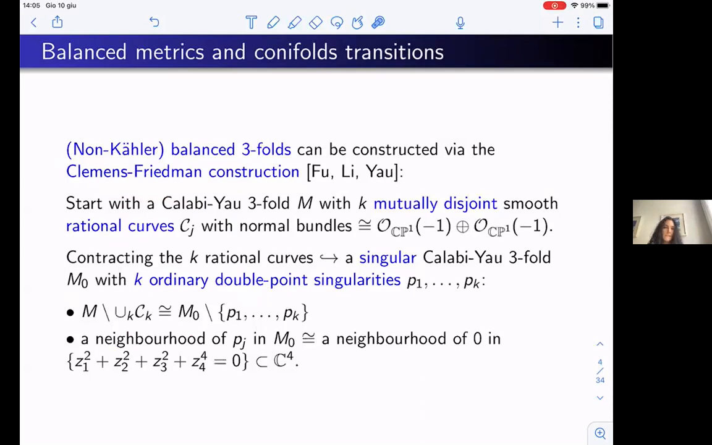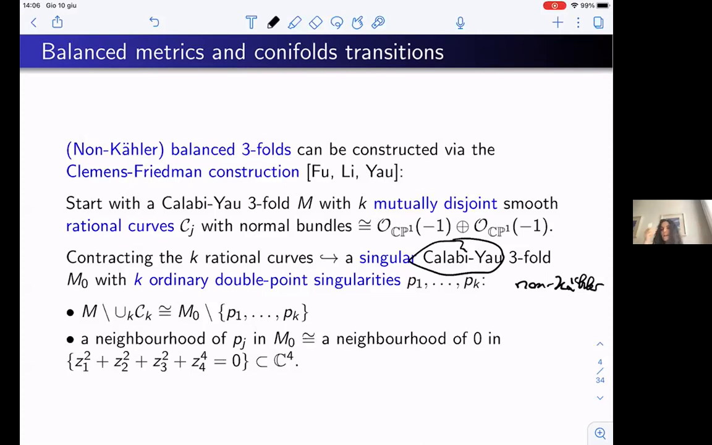Here we work in real dimension 6, complex dimension 3. So we start with a Calabi-Yau threefold, and let's take k mutually disjoint smooth rational curves. So we have copies of P1(C) with normal bundle isomorphic to O(-1) plus O(-1), what are also called minus 1 curves. So what we can do is to contract the k rational curves. What we'll get is a singular Calabi-Yau. Here I use Calabi-Yau, but this is not always the case. In fact, you get something which is non-Kähler.